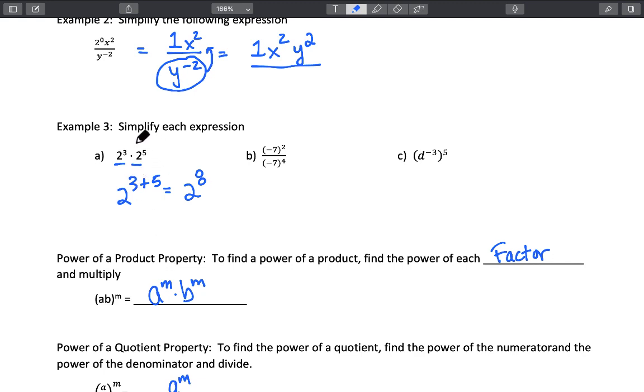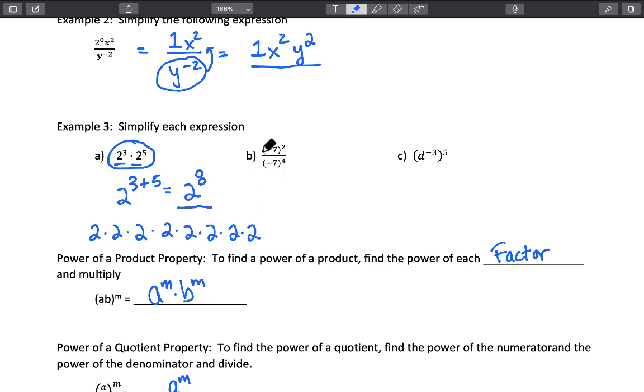And the reason why this makes sense is if we were to simplify these two expressions, 2 cubed is 2 times 2 times 2. If I multiply that to 2 to the 5th, that's 2 times 2 times 2 times 2 times 2, then you'll count that I have 1, 2, 3, 4, 5, 6, 7, 8 2's that are being multiplied to each other. And that repeated multiplication can be rewritten as 2 to the 8th power.